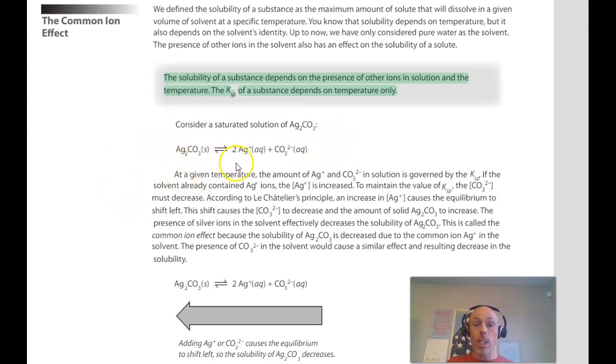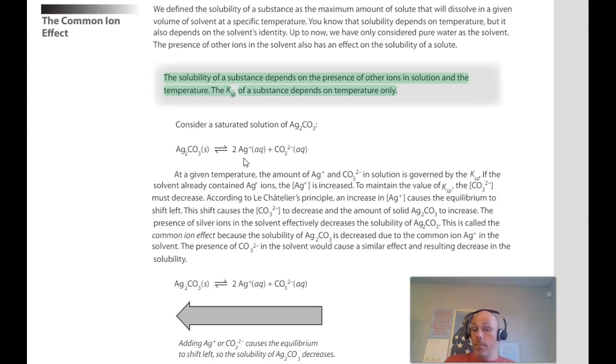If there were silver ions present already in water, that would affect the solubility of silver carbonate. So too, if there were carbonate ions already present in water, that would affect the solubility of silver carbonate. We know from Le Chatelier's principle that things will shift equilibrium. If there's silver ions present already, that is going to shift the equilibrium to the left and cause silver carbonate to be less soluble. Same is true if there were carbonate ions present in solution already.